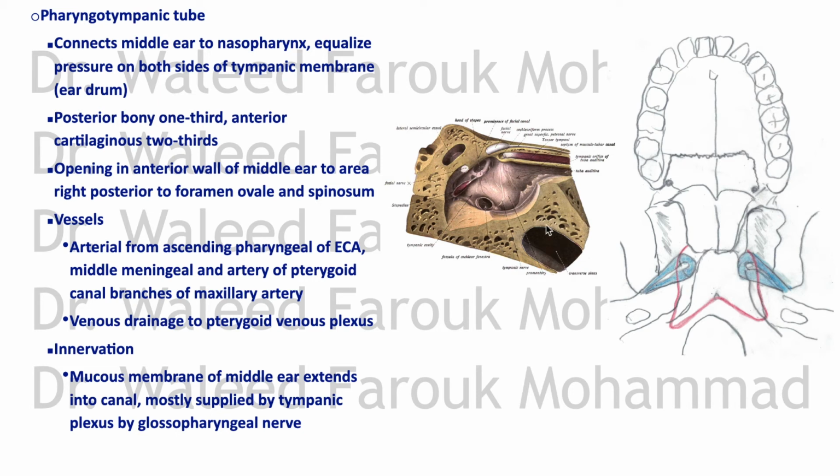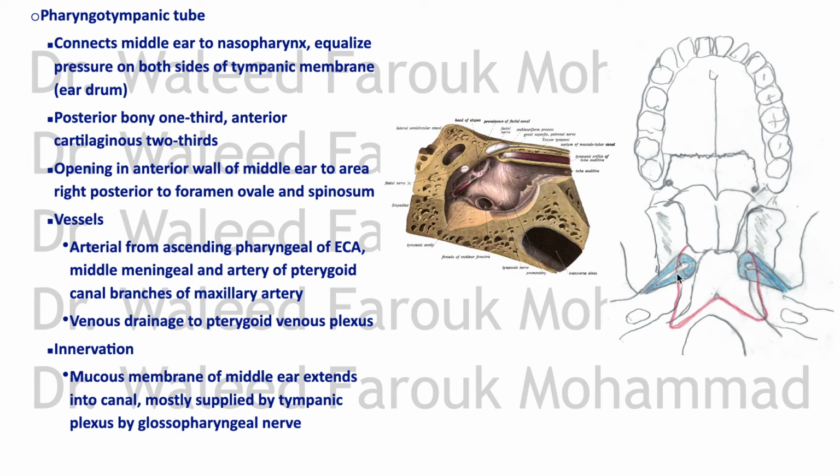The pharyngotympanic tube, we said it starts in the anterior wall of the middle ear, and this is the posterior bony part. There is an anterior cartilaginous part. It emerges right behind the foramen ovale and spinosum and goes in an anteromedial direction. It pierces the pharyngobasilar fascia and raises the mucosa there. Remember the tubal elevations it produced in the nasopharynx. So it has an anterior cartilaginous part and a posterior bony part.